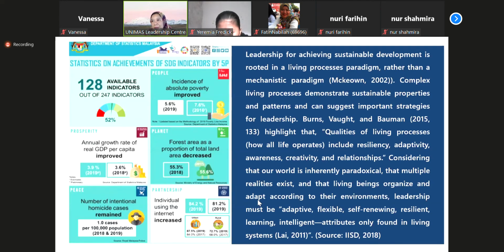In the statistics department, we have about 128 indicators, and Malaysia is achieving about 52%. We are working on people, prosperity, planet, peace, and partnership. There are indicators related to this, on the overall on how we do well from the reflection of the SDG initiative. For example, poverty, number 1. Number 15, we are talking about the decreasing of forest area. So there are a lot of initiatives going on here.